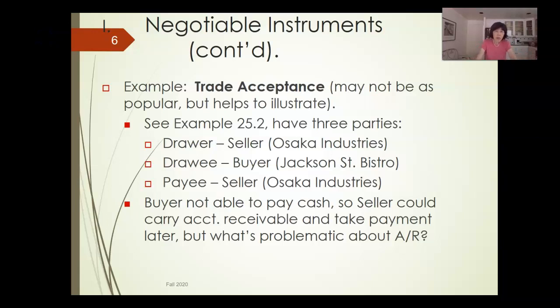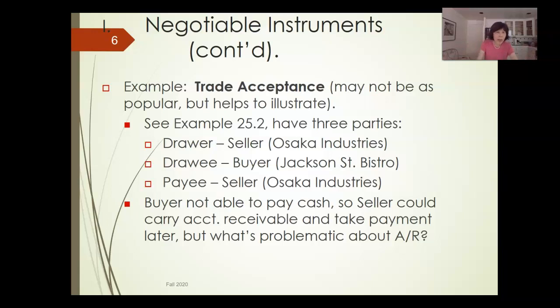All right, it has three parties. In this particular scenario, you're going to see a drawer, who is the seller. The drawee is the buyer. And the payee is the seller as well. So you see actually two parties having three roles. That's essentially what's going on here, right? Because you have the seller and you have the buyer, but they're playing three different roles, the two of them. I hope that makes some sense to you.